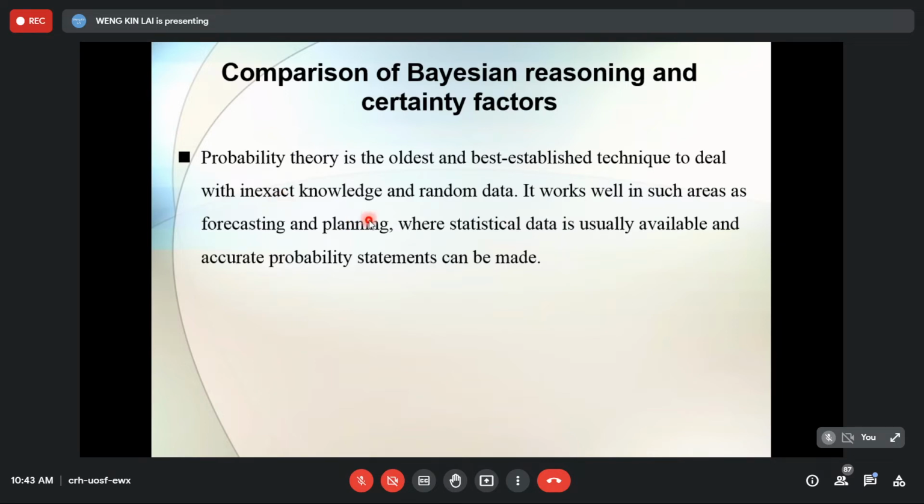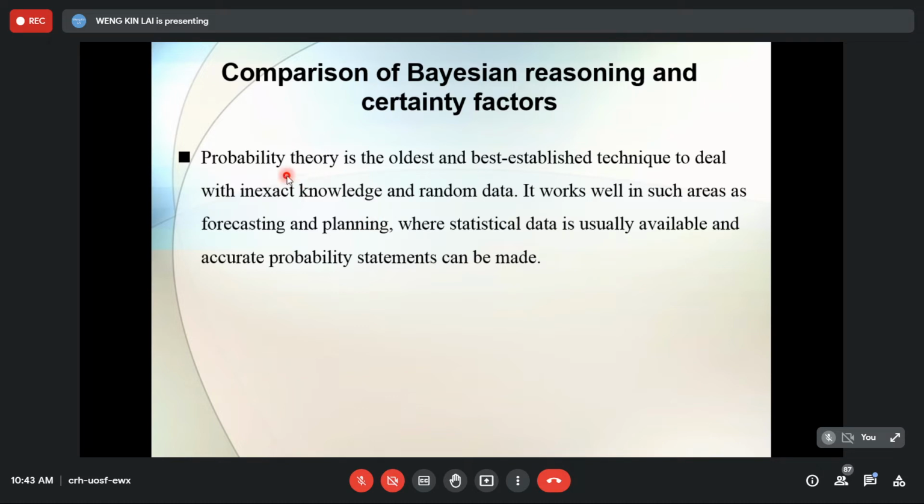Probability theory is the oldest and best established technique to deal with inexact knowledge. It means you cannot get something which is very exact. And then we also deal with random data. So when you're faced with inexact knowledge and random data, how do you find the answer when you have such knowledge?